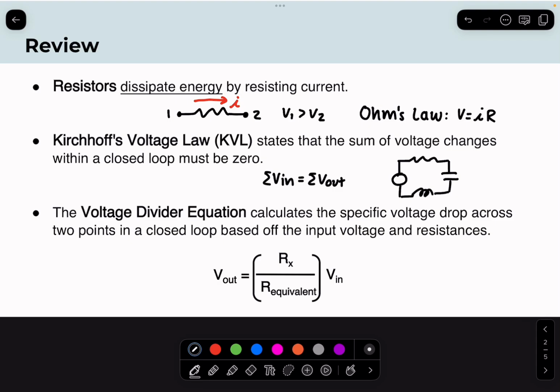And then finally for this video, we'll be focusing on the voltage divider equation, which calculates the specific voltage drop across 2 points in a closed loop based off of the input voltage and resistances. When you're typically using this equation, you're going to solve for V out, so that's going to be the unknown, typically. Everything else here on the right is provided.